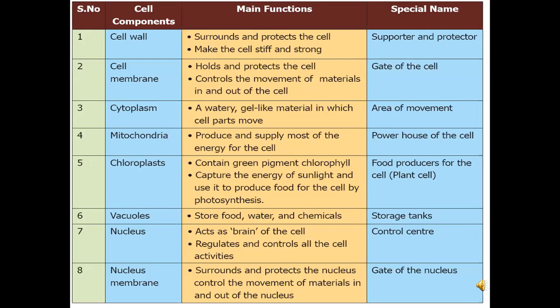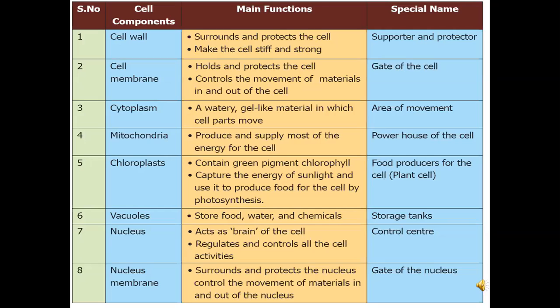And the fifth cell component is chloroplast. The main functions of chloroplast are to contain the green pigment chlorophyll, capture the energy of sunlight and use it to produce food for the cell by photosynthesis. And the special name of chloroplast is food producer for the cell, only in plant cells.